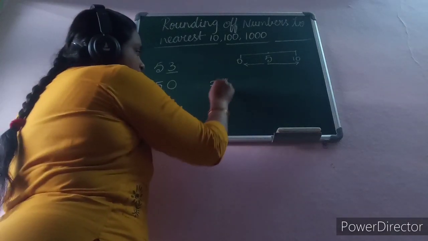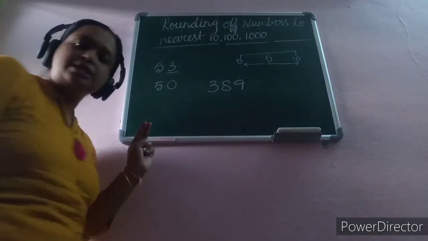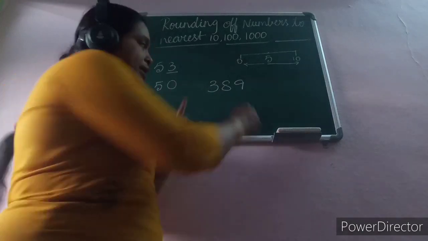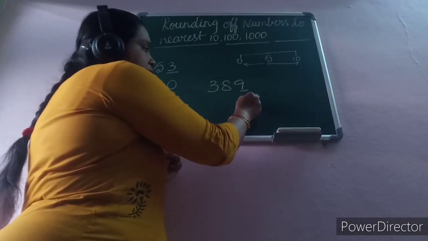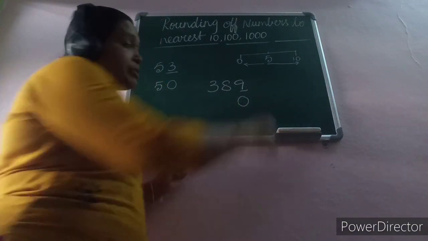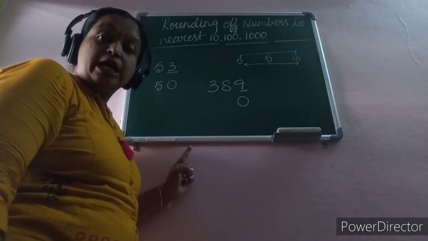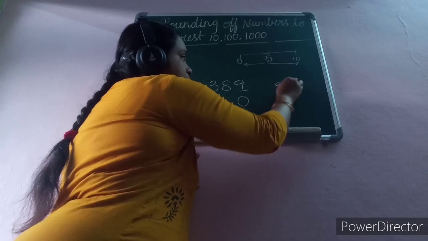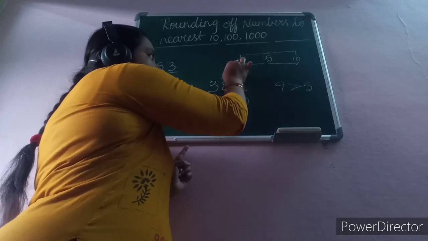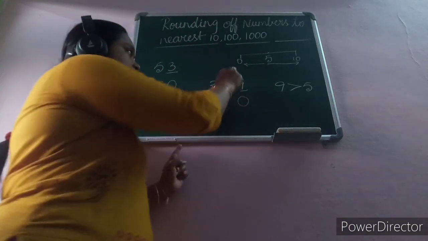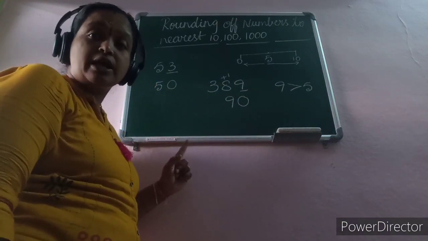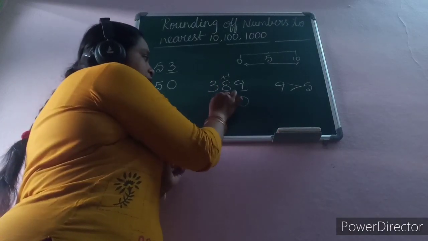Say for example, 389. This is the question. You have to round off to the nearest 10. Step 1: underline 9. In our answer this is going to be 0, so write 0 below it. Now see, 9 is after 5, so that means 9 is greater than 5. As 9 is greater than 5, you have to add 1 to the number in the tens place. So write 8 plus 1, 9. What about this 3? No confusion here, 3 remains the same. So carry down 3 as it is.